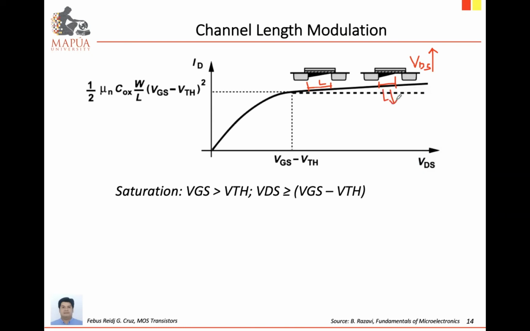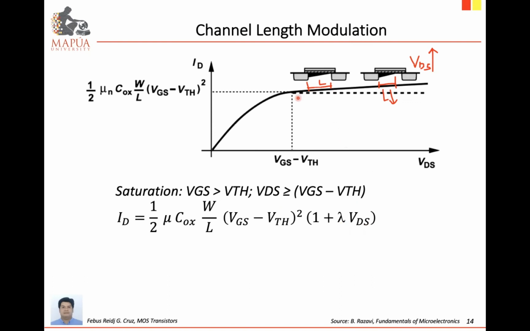Behavior exhibited by a MOS transistor. Again, the saturation condition is that VGS must be greater than the threshold voltage, and VDS must be greater than or equal to the difference between VGS and VTH. To take into consideration the channel length modulation effect, we are going to add this parameter. Lambda pertains to the channel length modulation parameter. This factor will take into account the effect of the VDS.